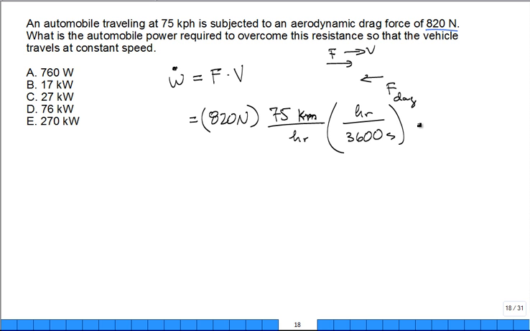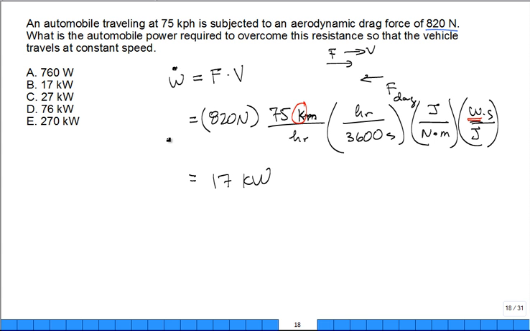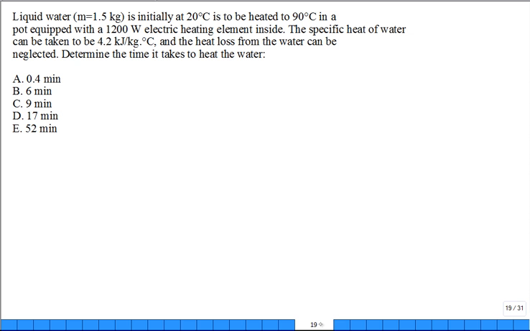If you do a Newton times a meter, what do you get? Joule. A watt is a joule per second. That's the one I want. And so this will give you the kilowatt. Answer true. Okay, so people worked this out and they got 17 kilowatts. Very good.